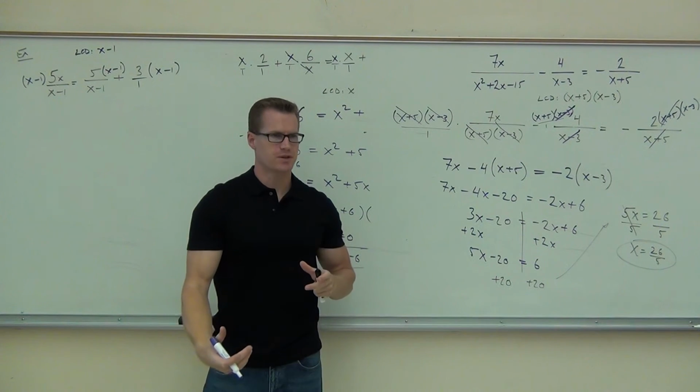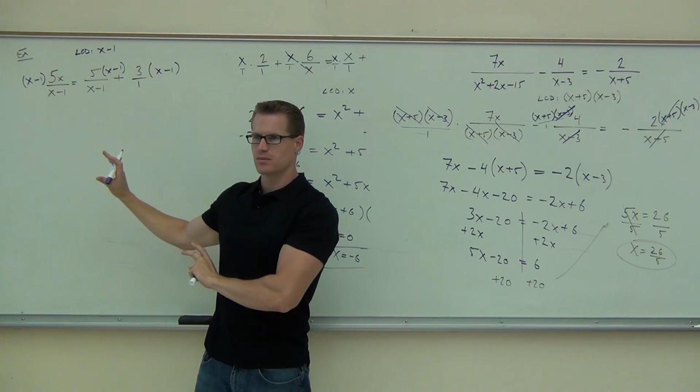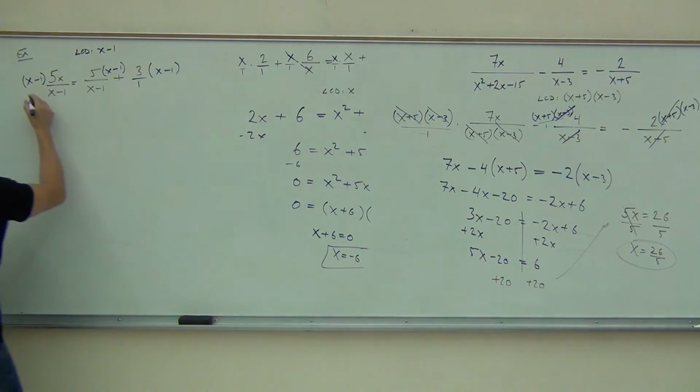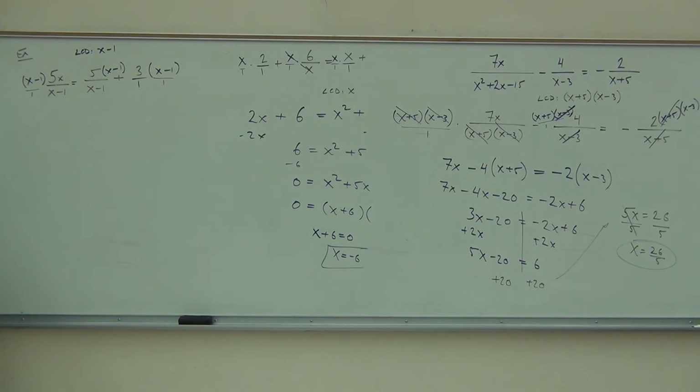Why am I able to do this? Why can I get rid of denominators? What tells me I can in this problem? Good. Okay, so maybe I put this over 1 if you want to show that. That's fine. Let's cross some stuff out. This is the best part of this process. Let's cross some stuff out.